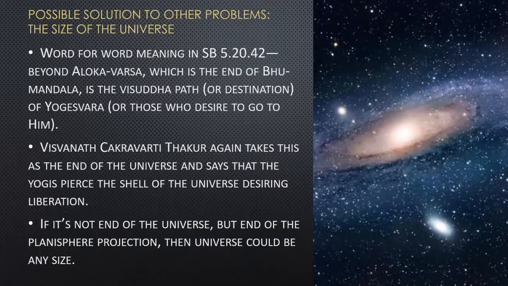If we take it to be that way, then we are solving the size of the universe. The universe is not just 500 million yojanas. That is only the size really of Bhumandala, but that is only our model. So that may be a possible solution to the size of the universe.